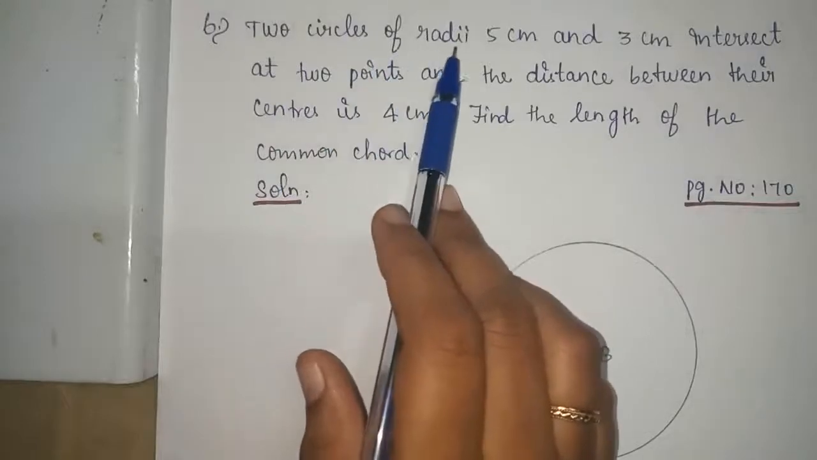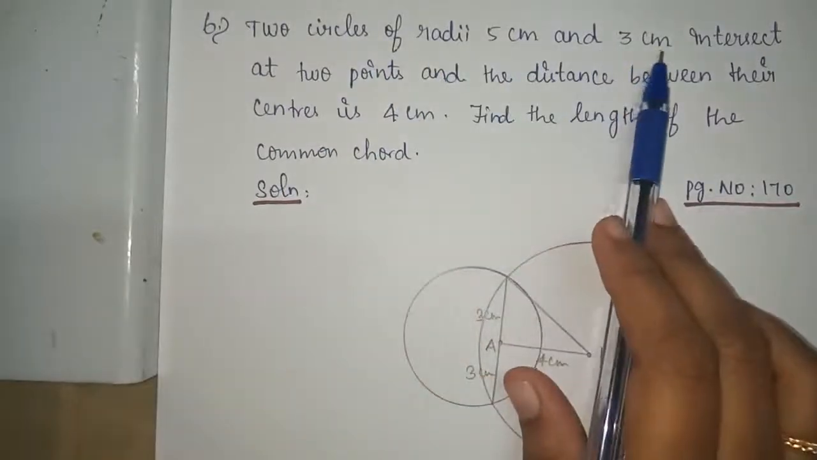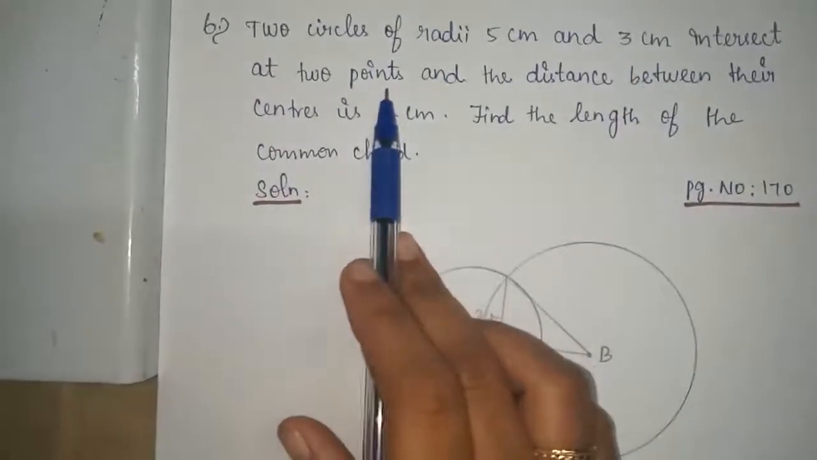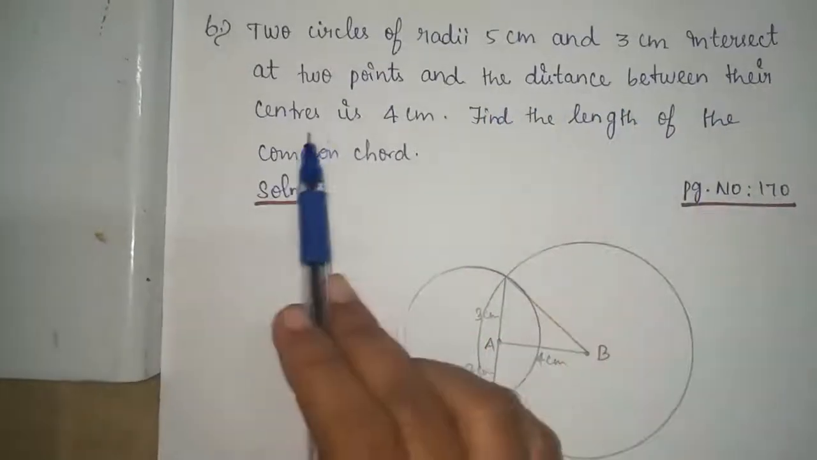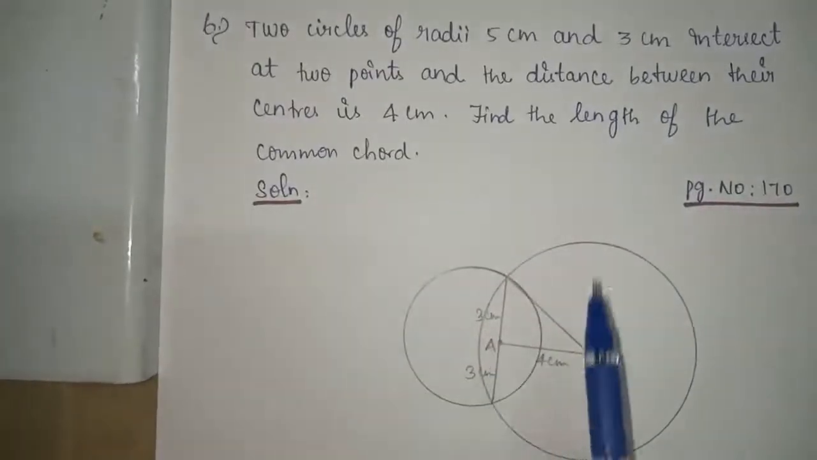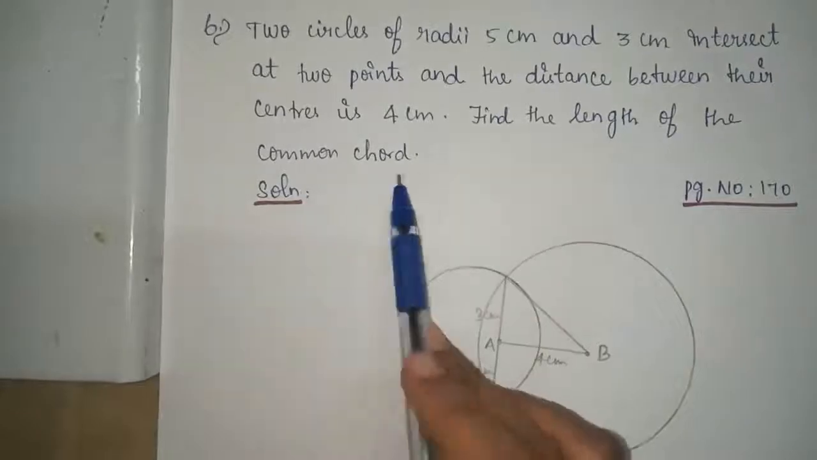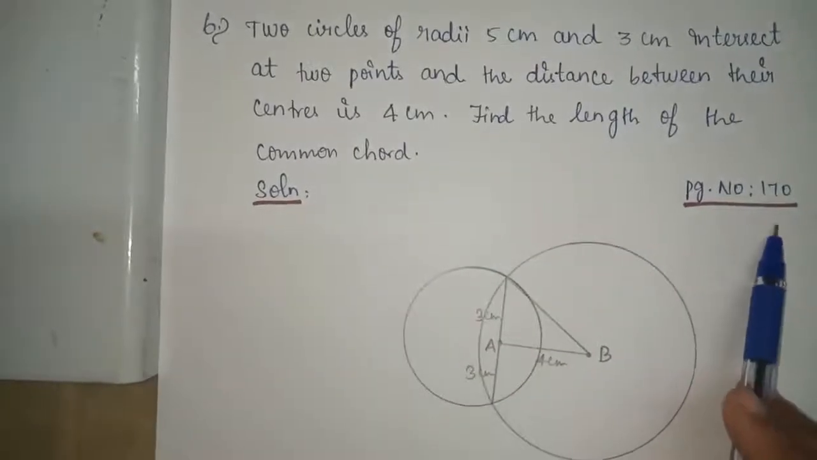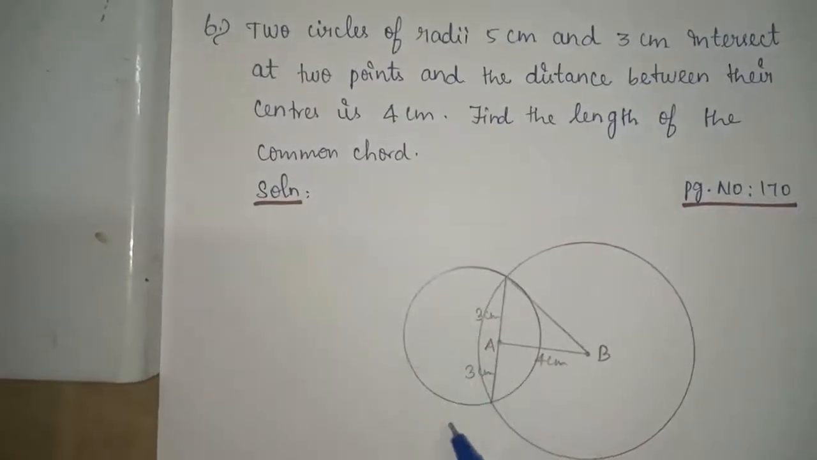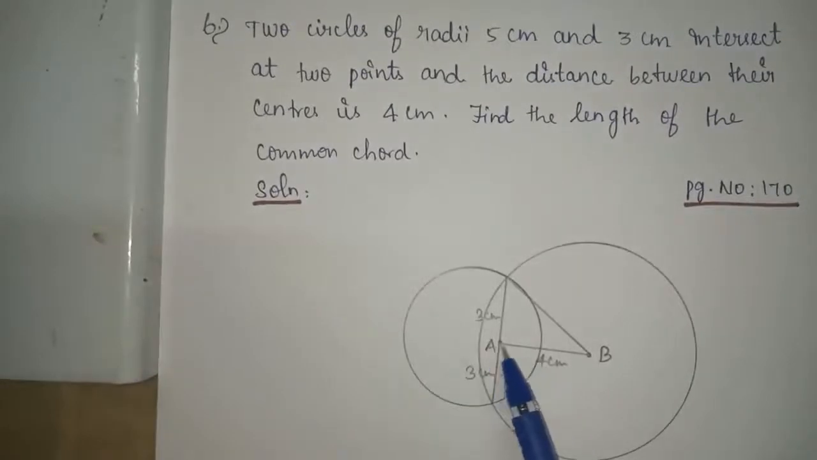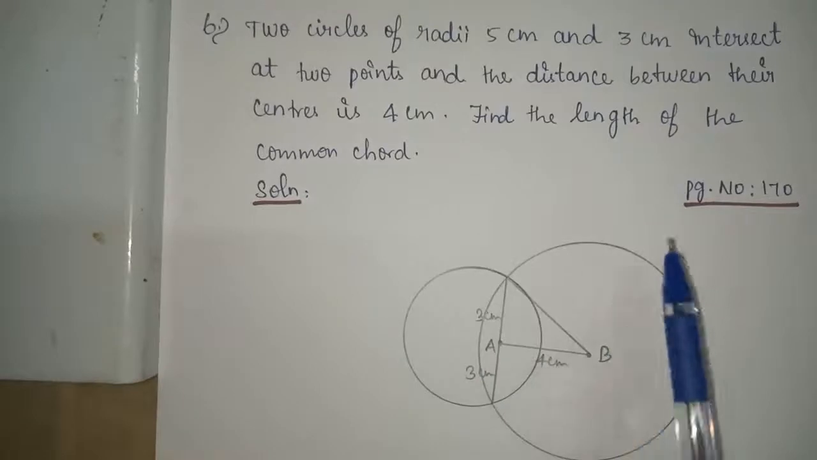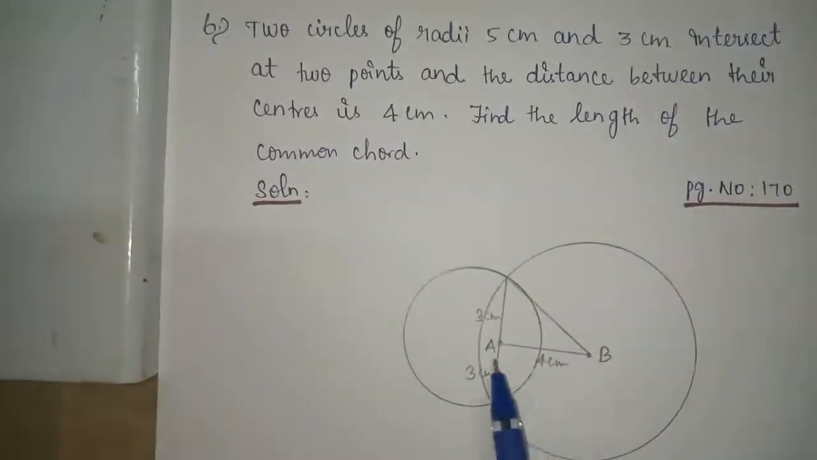Problem number 6. Two circles of radii 5 cm and 3 cm intersect at 2 points and the distance between the centers is 4 cm. Find the length of the common chord. The problem belongs to page number 170. So here we can see two circles of radius, one is 5 cm and another one is 3 cm, intersecting at 2 points. The distance between the centers is 4 cm. You have to find the length of the common chord.